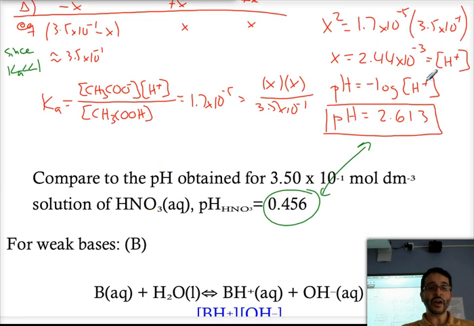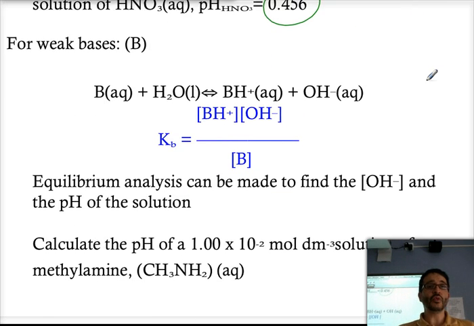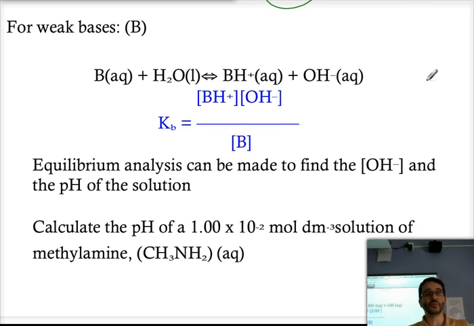Okay? Now, if we are talking about weak bases, we're going to establish a different equilibrium. The equilibrium is we're going to have the base and it's going to react with water and it's going to cause the hydrolysis of water, releasing the conjugate acid BH plus and hydroxide ion. All right? Now, the water is a pure liquid, so we're going to leave it out of the equation, and we're just going to take the ions and the initial base.